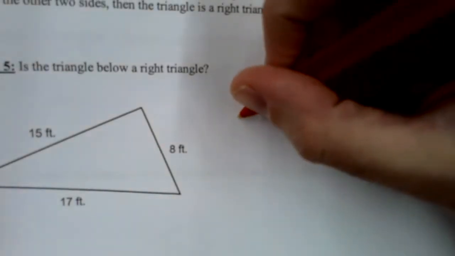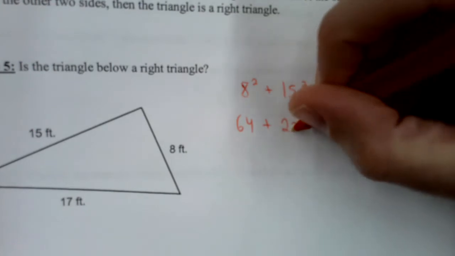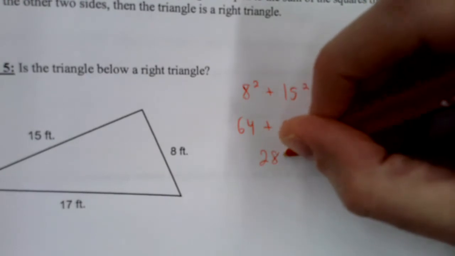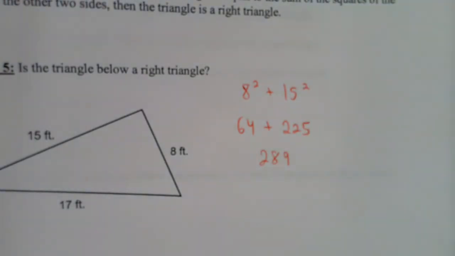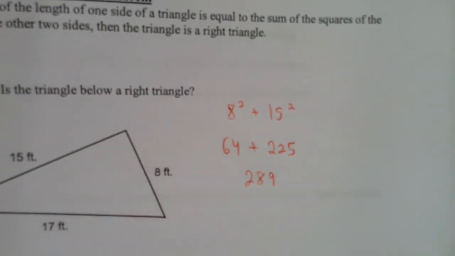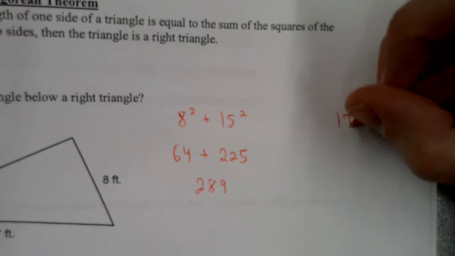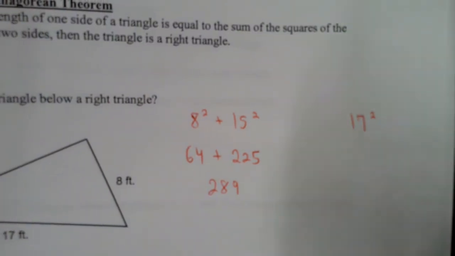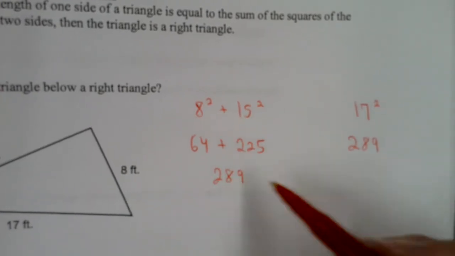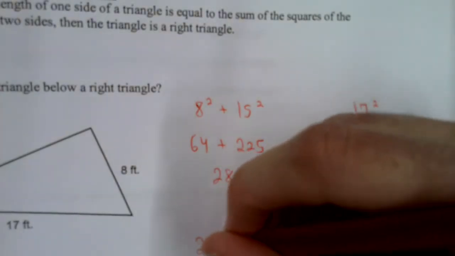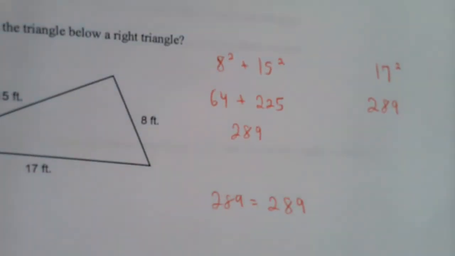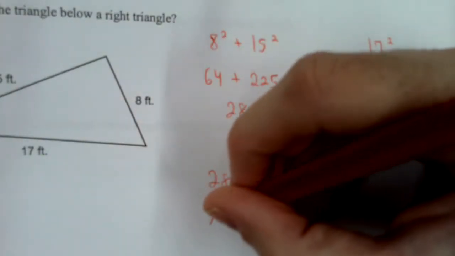So 64 plus 225. That equals 289. Okay, and then maybe off to the side somewhere, take the biggest side and square that. So the biggest side is 17. So off to the side, let's do 17 squared. And that equals 289. Since they both came out to the same number, it means the answer is yes. So yes, the triangle is a right triangle.